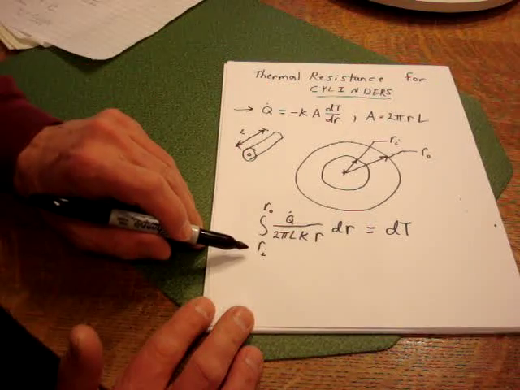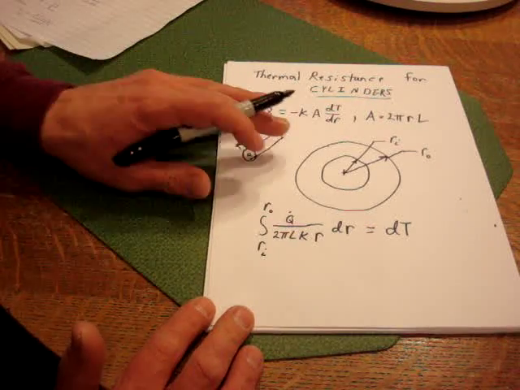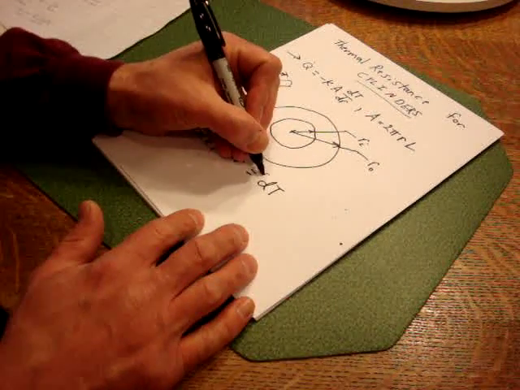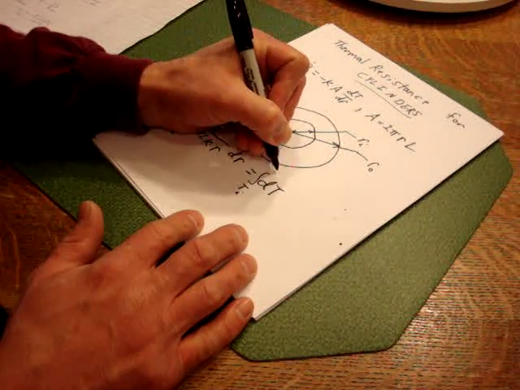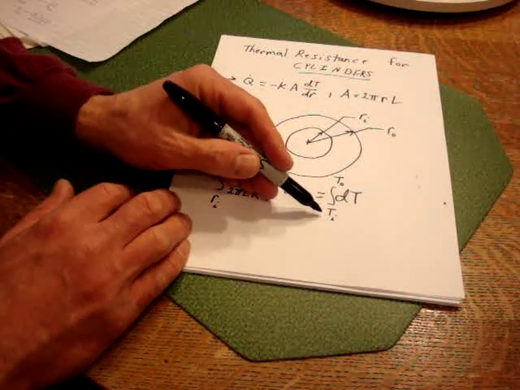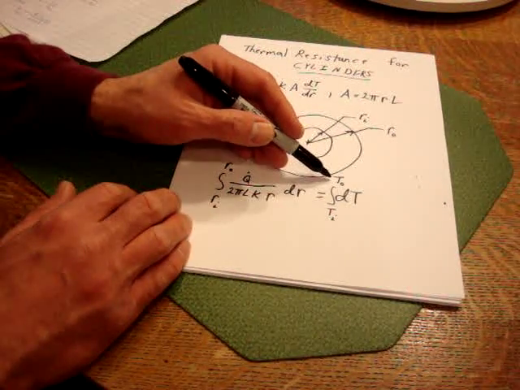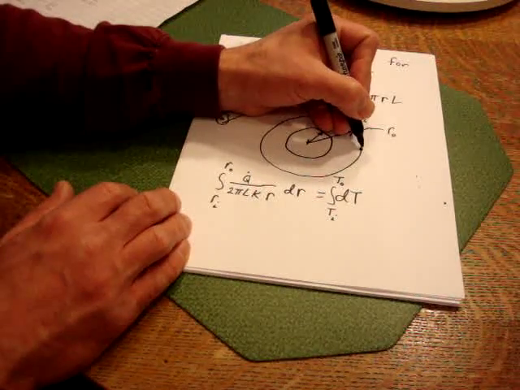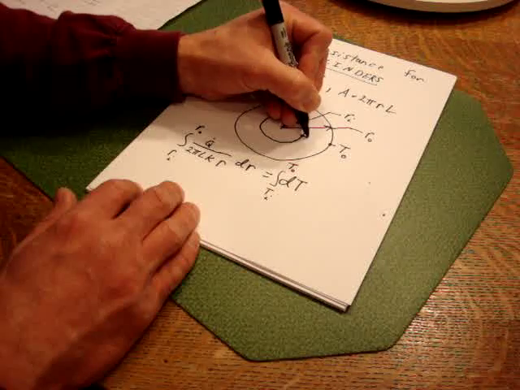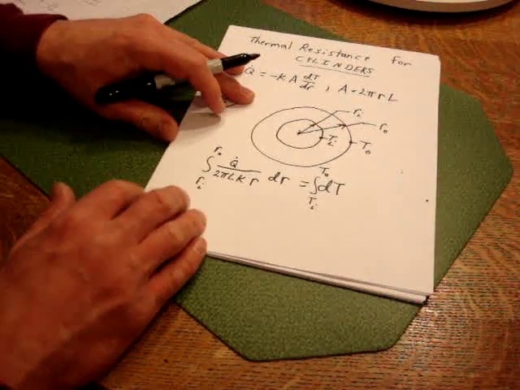and we're going to integrate from r on the inside to r on the outside. The limits of integration for temperature would be T on the inside to T on the outside, where obviously this is T on the outside and that is T on the inside.